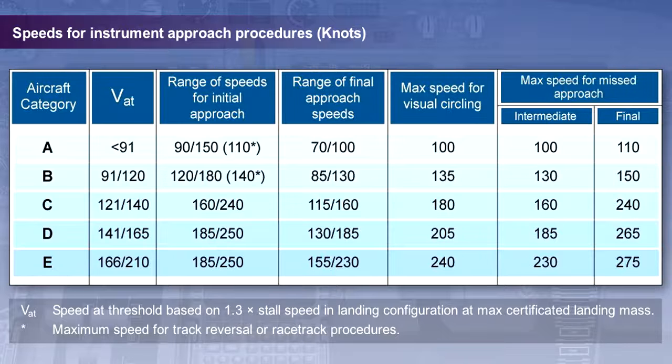Speed is also an important consideration, as you will recall from the departure procedure process. The critical speed is the speed at which the aeroplane crosses the threshold of the runway, VAT, but other speeds have important implications. The table shown here relates speed to category of aircraft, to allow you to determine the correct speed for your instrument approach.